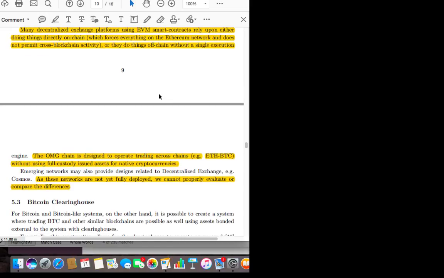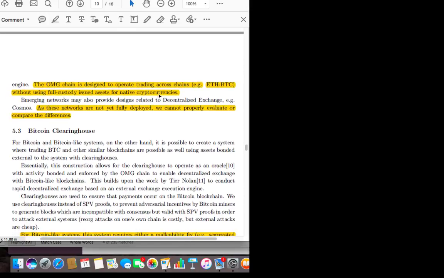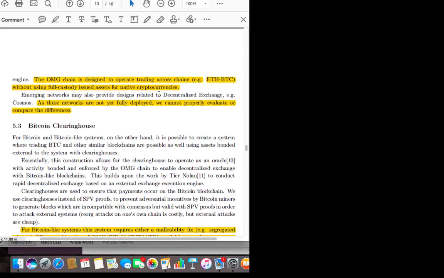The OmiseGO chain is designed to operate trading across chains, Ethereum to Bitcoin, without using full custody issued assets for native cryptocurrencies. But one of the problems is, emerging networks may also provide designs related to DEX, for example, Cosmos. But they go on to say that these haven't really been deployed, so they can't evaluate or compare the differences.